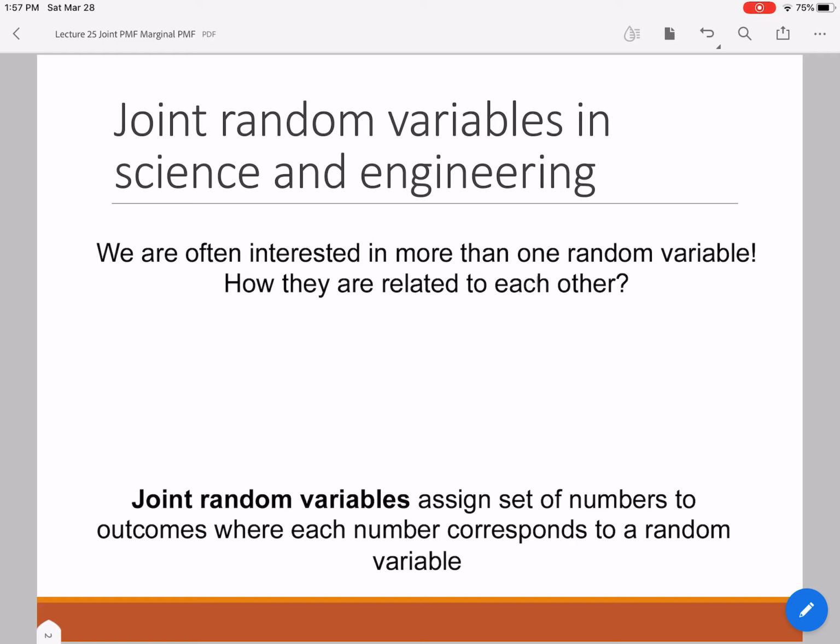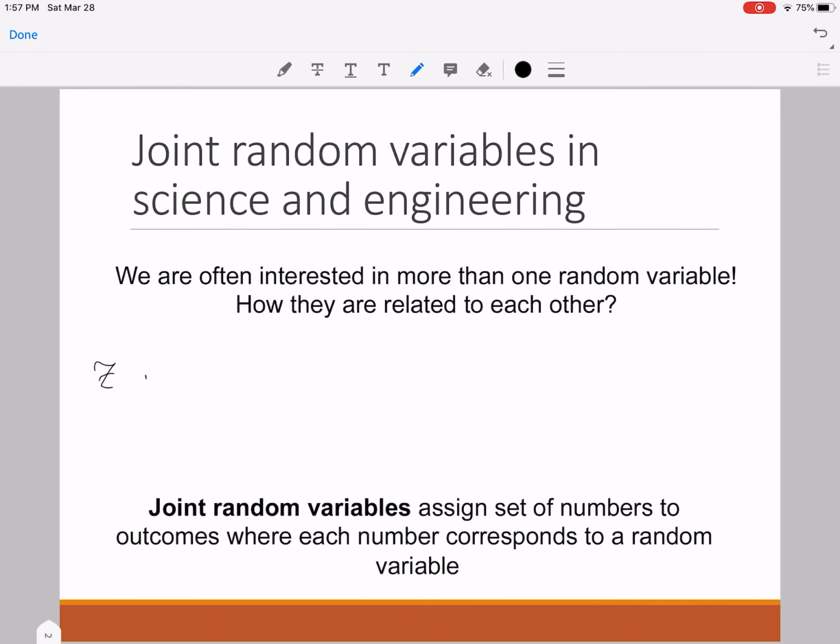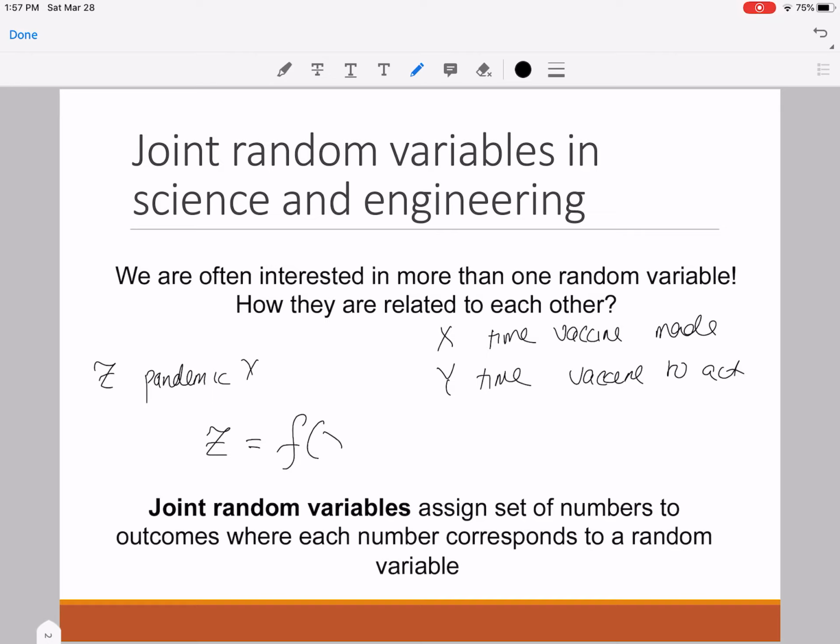So let's consider a case of the ongoing pandemic coronavirus. Let's say that we are interested in modeling time z, the time it takes for the pandemic to disappear completely. Now, this random variable z may depend on some other variables. Let's say that it depends on random variable x, the time for the vaccine to be actually made, and y, the time for the vaccine to act. So I can express z as some function of x and y.